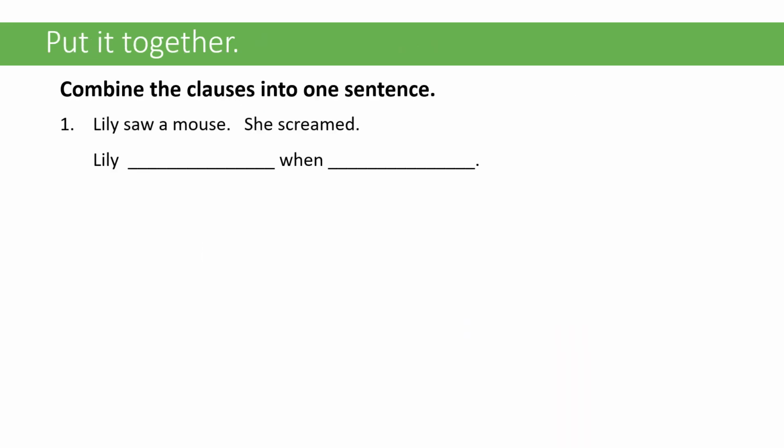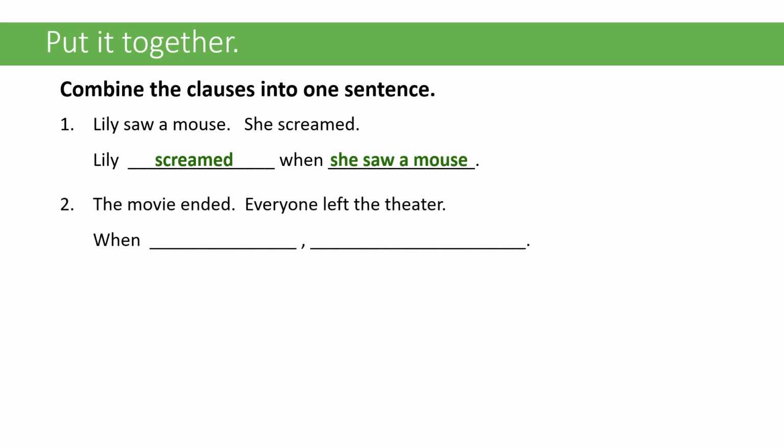So we want to combine the clauses into one sentence. So we have two of them here, and we want to connect them together. So not all of these are specific to used to. So remember when we have both of these in the simple past, the one that happened first is going to be in the when clause. So in this one, Lily screamed when she saw a mouse.